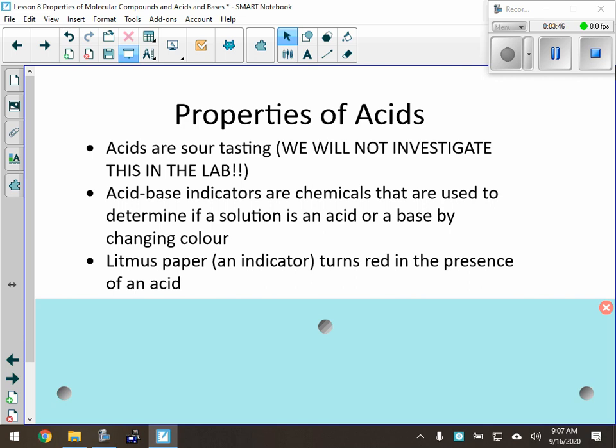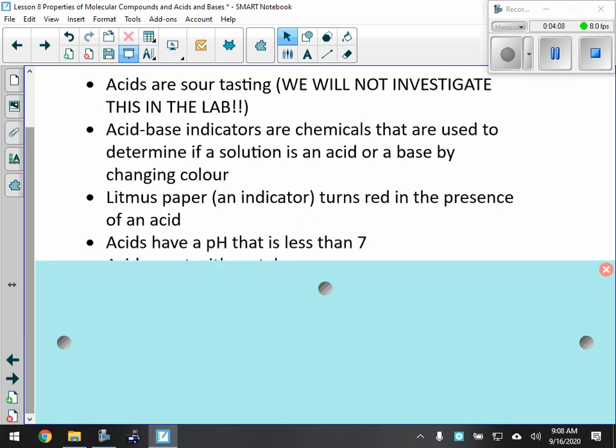A couple of ways to remember this: acids are always red. You guys have used litmus paper before. If you put red litmus paper in, it stays red, or looks wet. If you put blue in, it turns to red. So acids are always red. Easy way to remember this is bases are always blue, BB. So acids have to be red then.